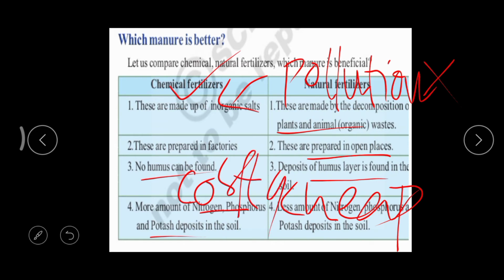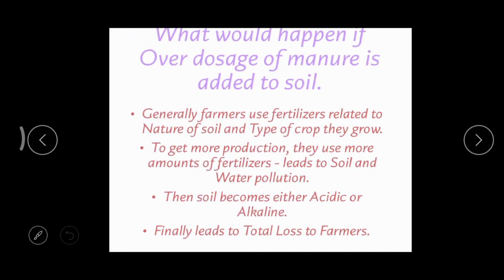In this way, we can find many differences between chemical and natural fertilizers, and this is very, very important for your long answer questions. Write the differences between chemical fertilizers and natural fertilizers for a long answer question. Got it? Okay. Now let's go to the next topic. What would happen if an overdosage of manure is added to soil?